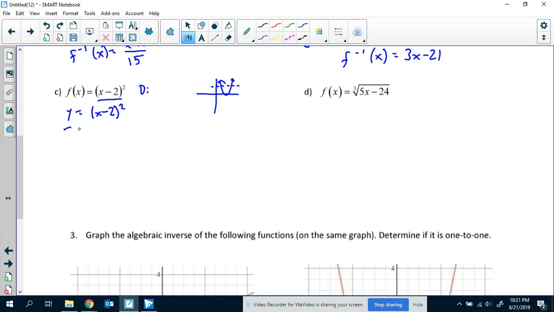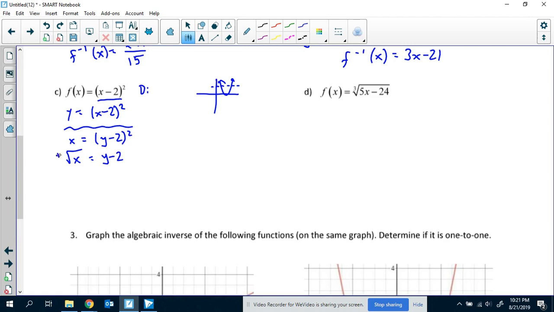So y equals x minus 2 squared. I'm going to flip the x and y. So x equals y minus 2 squared. Square root both sides. Good grief. It must be 10:21 at night when I'm making this. Sorry. So square root of x equals y minus 2. So I square root both sides.